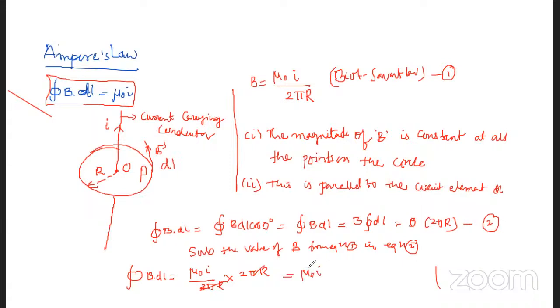So that is nothing but the line integral of B dot dl over a closed path, which equals mu naught I. The integral of B dot dl equal to mu naught I is nothing but Ampere's law. This is what we call Ampere's law, a mathematical expression that we have derived here.